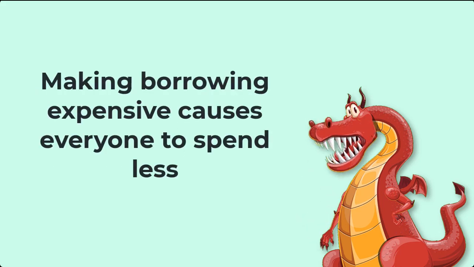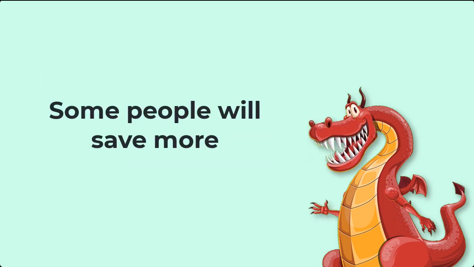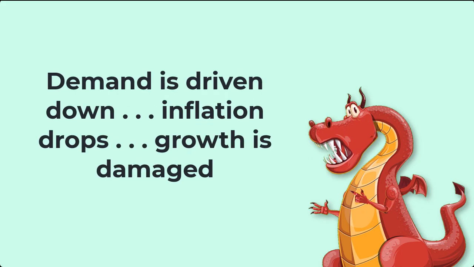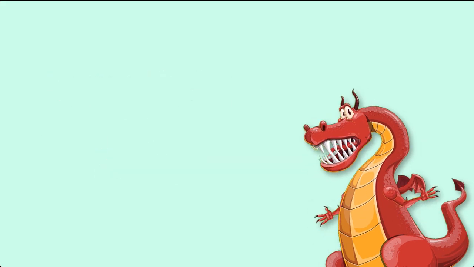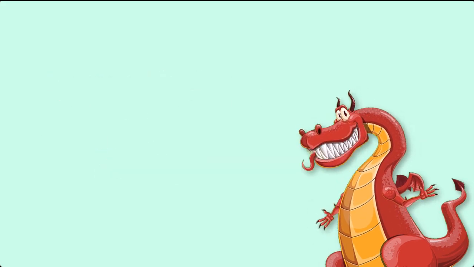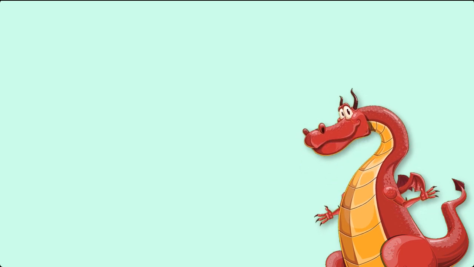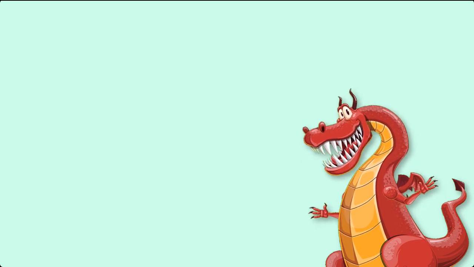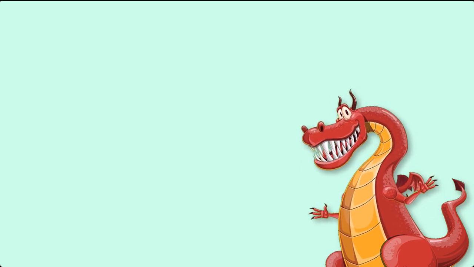The general idea is that inflation is caused by too much demand. When borrowing is expensive, people and businesses will spend less. Some people will choose to save more if interest rates are higher. This drives down demand and brings down the inflation rate. As a result, growth is damaged. In other words, the Bank of Canada's only method of taming uncontrolled inflation is to take a sledgehammer to the economy. It must hurt the country's growth.